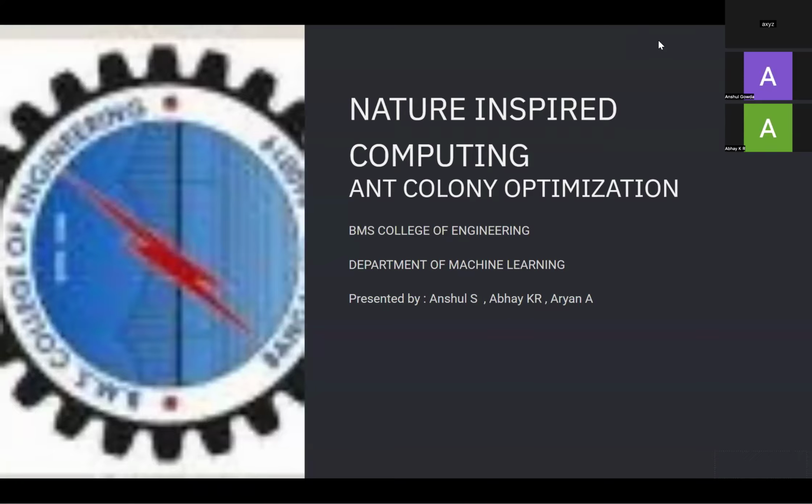Hi everyone, I'm Anshul Gowda and my teammates Abhay and Aryan, and today we'll be talking about the topic Ant Colony Optimization, which is a bio-inspired algorithm that comes under the nature-inspired computing concept. This concept is inspired by how real ant colonies behave in nature, especially how they collectively find the shortest path to the food.